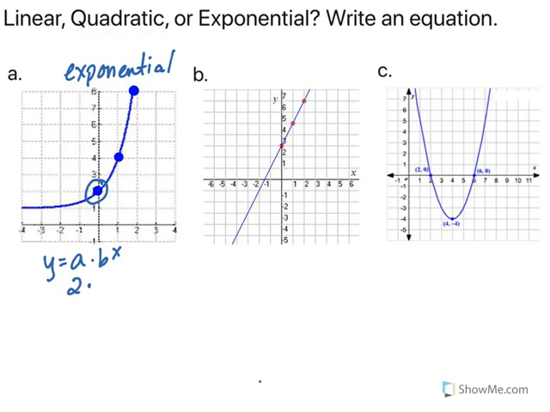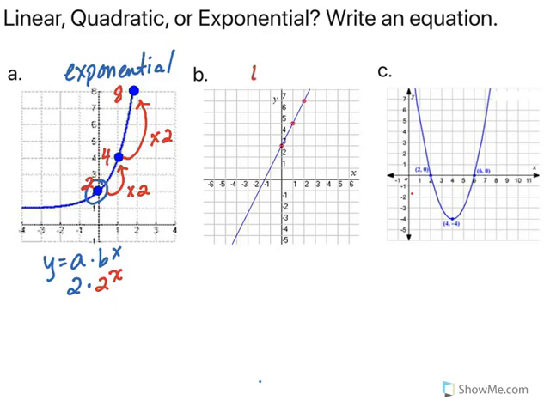My growth factor, well, if I look at my y values of 2, 4, and 8, how do I get from each one of those? Well, from 2 to 4, that's times 2. From 4 to 8, that's also times 2. And so my growth factor here would be 2. And so my equation is 2 times 2 to the x.